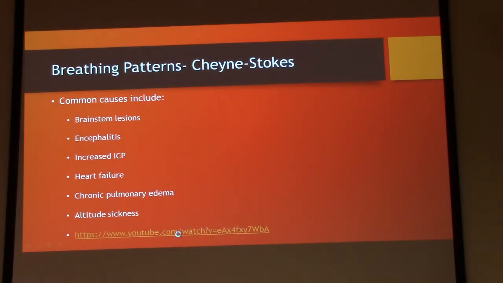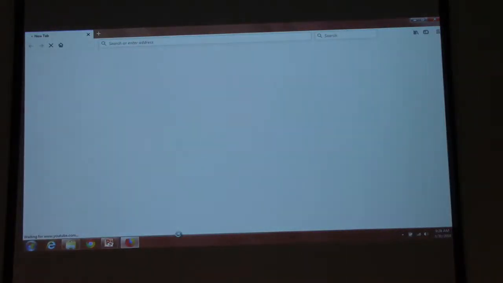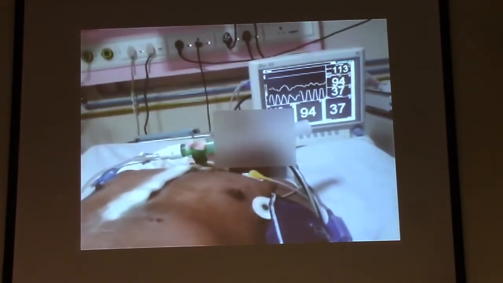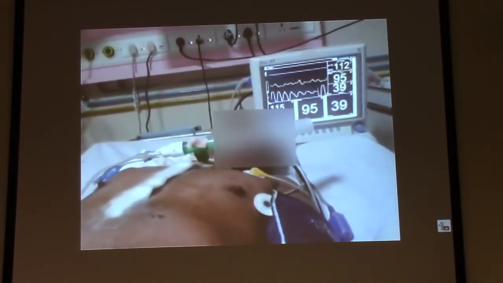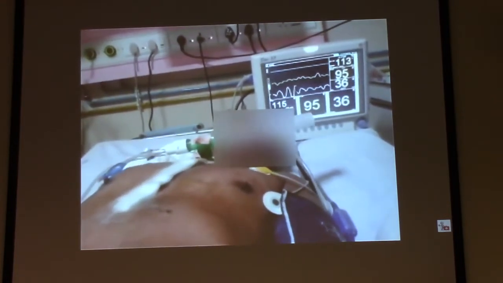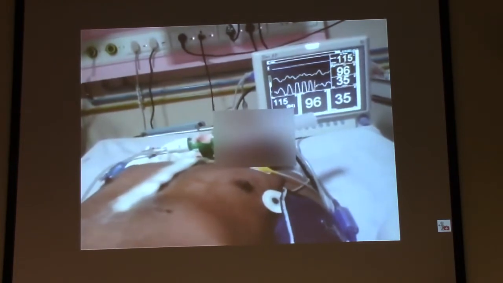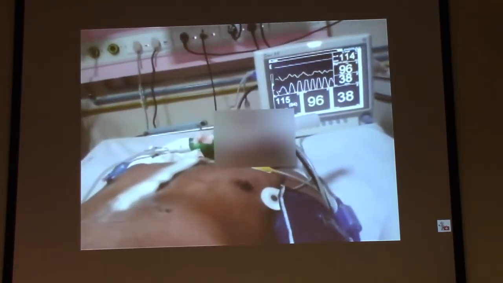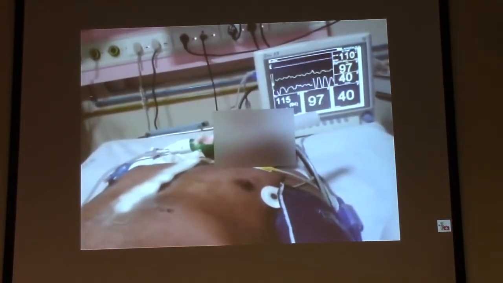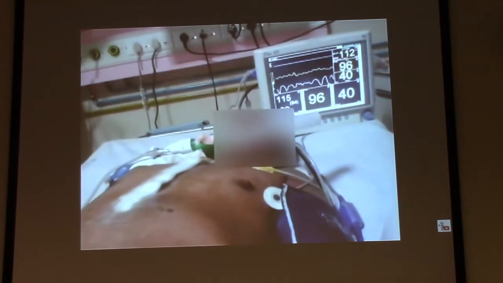Cheyne-Stokes ventilations. We see this with different types of brainstem issues and concerns. Increased intracranial pressure is one of them. And this one can be difficult to determine from a video. So if you take a look here, we've got slow respirations, and then he goes into a little bit quicker respiration. And then he actually goes back down into a slower respiration. Not uncommon to see this in someone with heart failure or increased intracranial pressure.